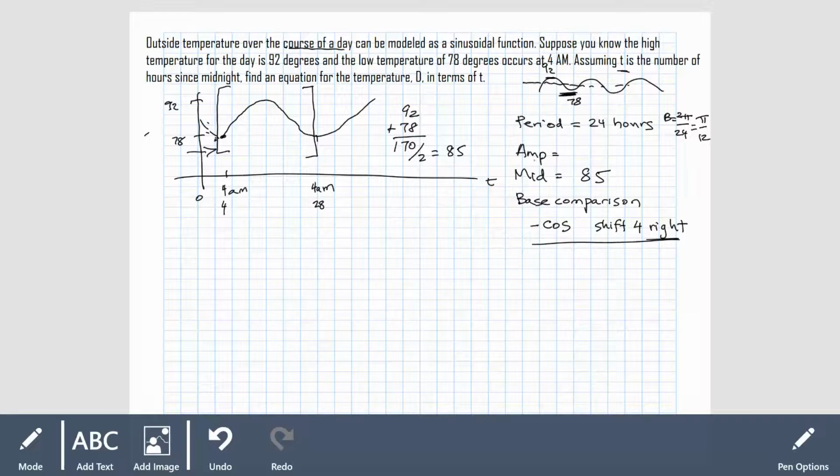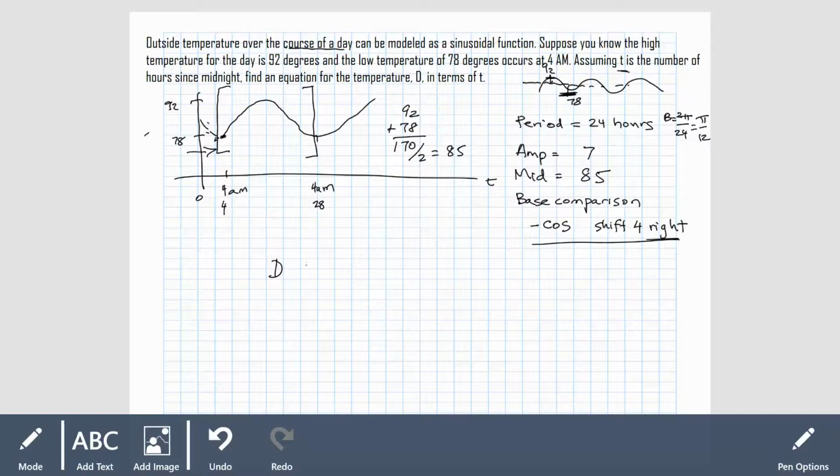The amplitude is the distance from my midline up to the top. So from 85 degrees to get up to 92, that's 7 degrees up from the midline. It's also kind of nice to do a little double check. If it's 85, it should be 7 down to the minimum. And if you do 85 minus 7, we do in fact get 78. So I've identified my period, my amplitude, and my midline. I've got my base comparison graph, and now I should be able to write an equation for the temperature.